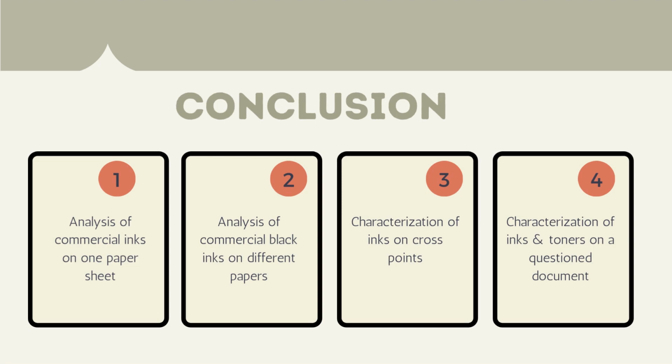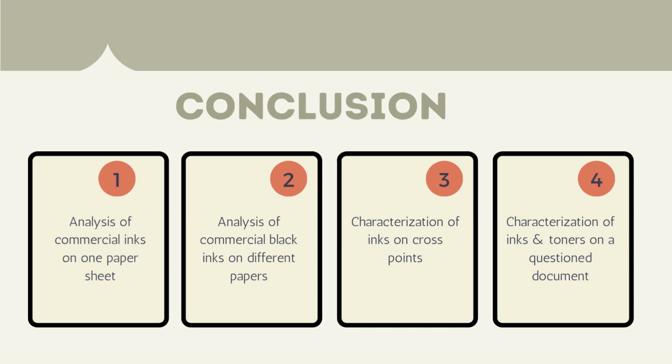For each analysis, it can be concluded that the first analysis of commercial inks shows different content of copper, zinc, manganese, nickel, lead, iron, and chromium. For the second analysis, LIBS is able to discriminate 8 types of inks on different types of papers by using statistical approaches such as PCA and LDA.